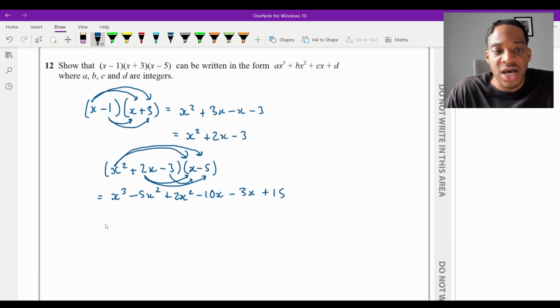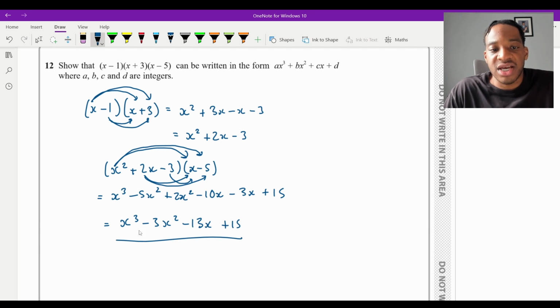Now we just need to tidy up. So what do we have? We've only got one x cubed term, so that's fine. I've got minus 5x squared plus a 2x squared. Minus 5 plus 2 is negative 3, isn't it? So it's going to be negative 3x squared. And then for the x's, we've got minus 10 minus a 3, that's minus 13. So minus 13x, and then we've got plus 15. And that's it. It's fully expanded.